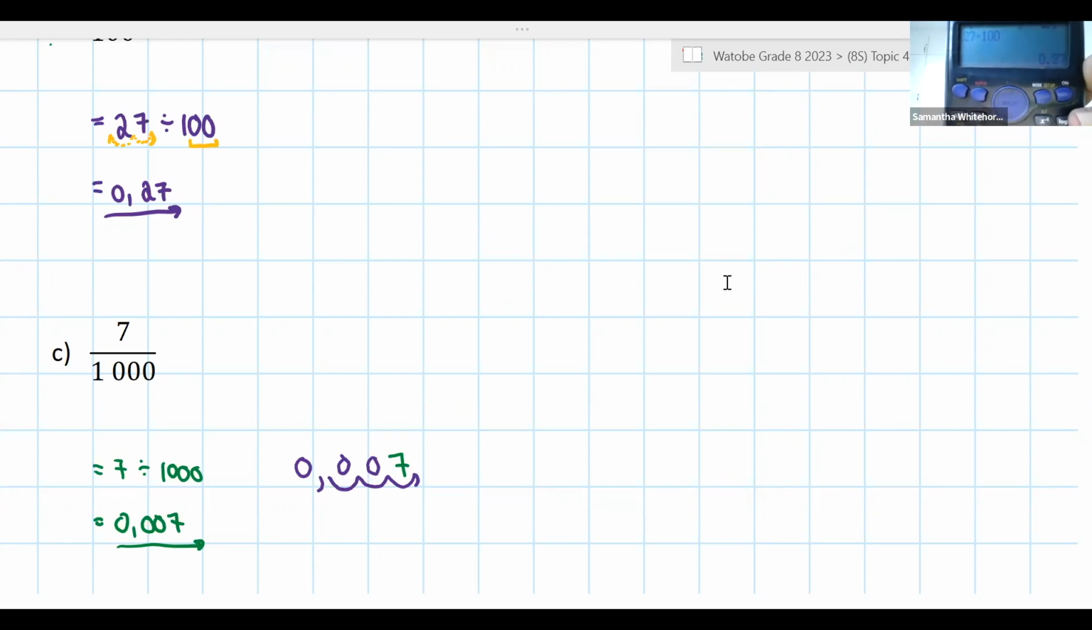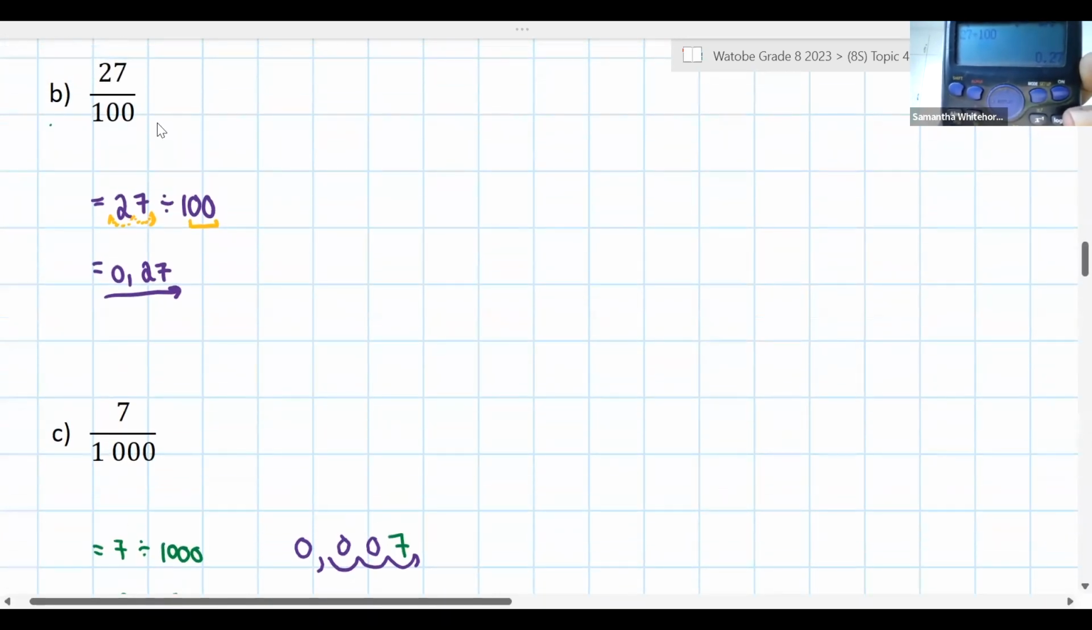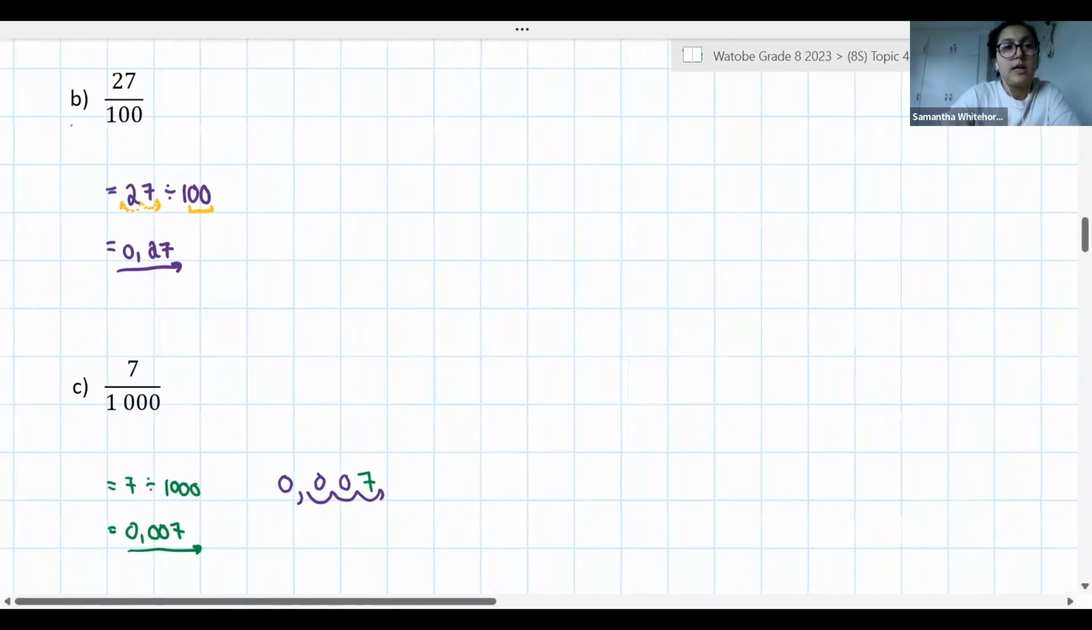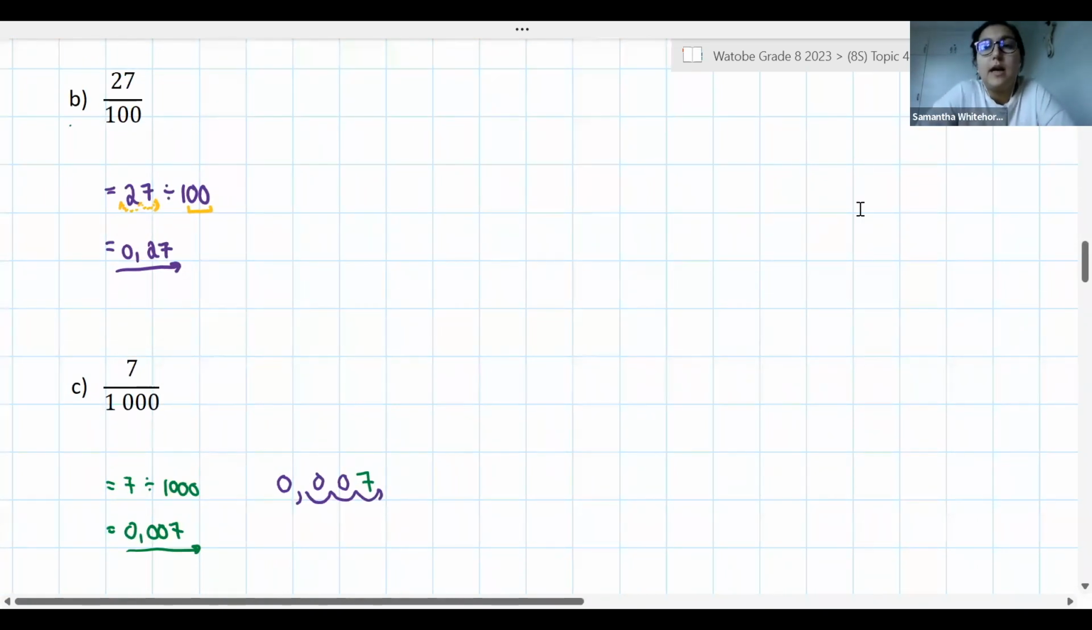So for question B, where we had 27 over 100, if I type that in, I can see that my correct answer is 0,27. So I can always double check with a calculator. Now, obviously you need to be able to do this by hand. That's the point of the lesson, but you can always check your answers using a calculator. I'm just going to leave that there in case you want to take a screenshot.